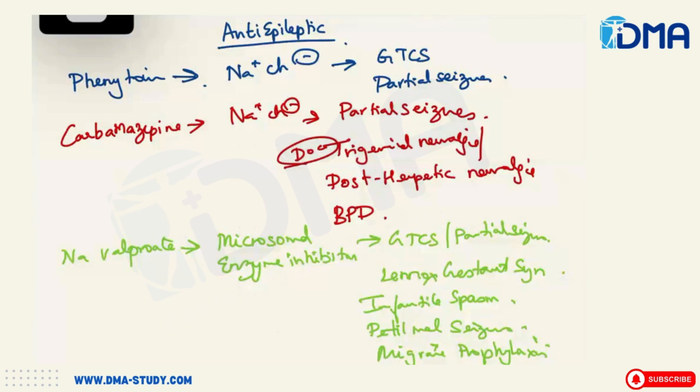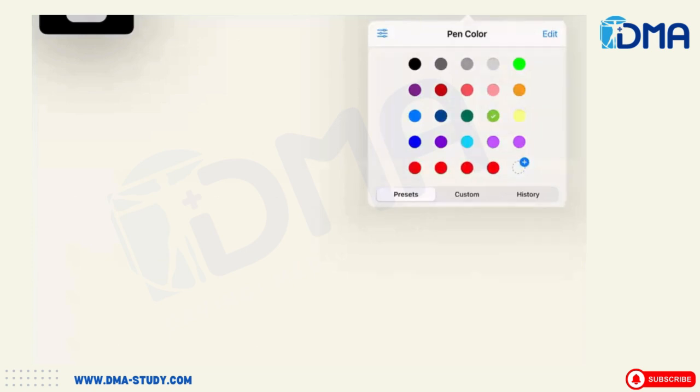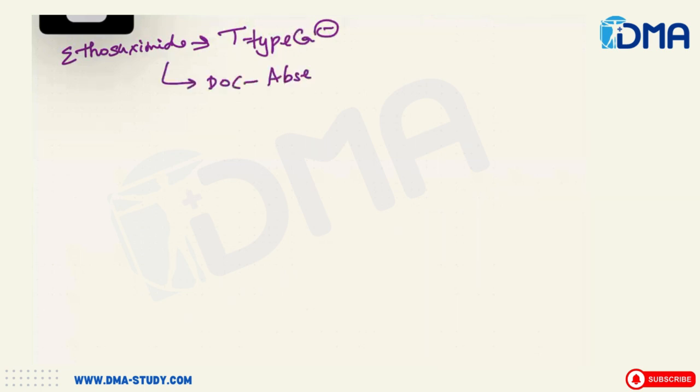Then, what is the treatment of choice of absence seizures? Exactly, ethosuximide. It inhibits the T-type calcium channels, and it is the drug of choice for absence seizures in children less than 2 years of age.